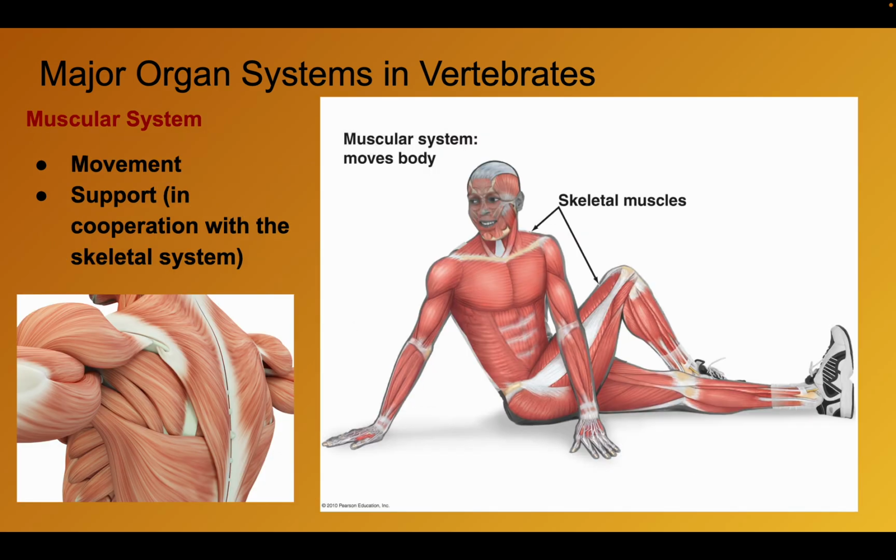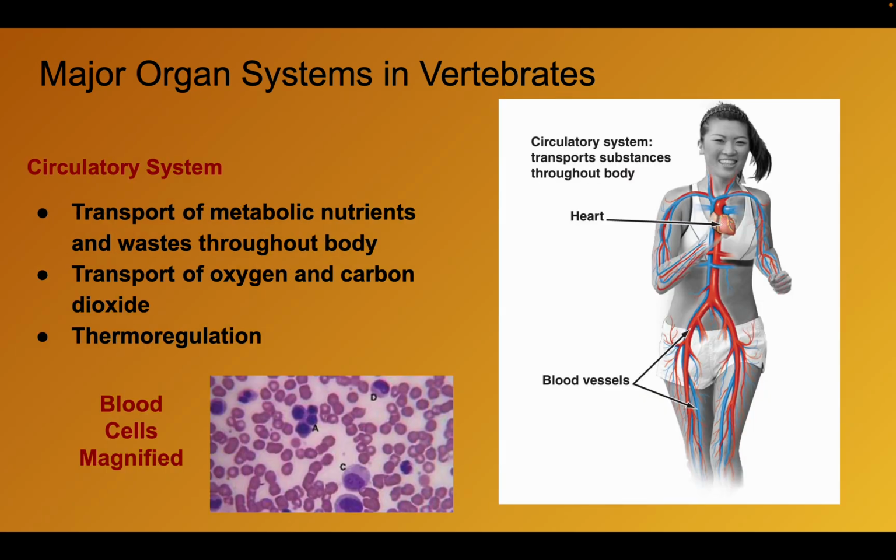Muscular system, movement and support, moving food through the digestive tract, keeping the heart beating. So any place you need movement, muscles are involved. So we'll keep that one that simple. Circulatory system, we want to transport nutrients and wastes throughout the body.